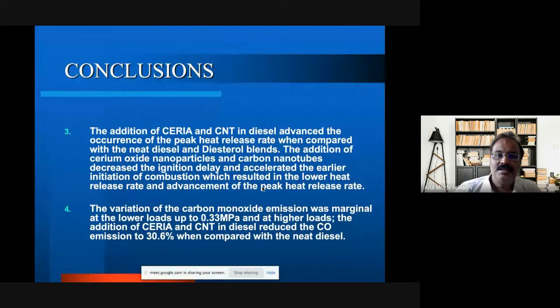The addition of ceria and CNT in diesel advances the occurrence of the peak heat release rate when compared with the neat diesel and distol blends. The addition of cerium oxide nanoparticles and carbon nanotubes decreased the ignition delay and accelerated the earlier initiation of combustion, which resulted in the lower heat release rate and advancement of the peak heat release rate. These are all the research findings.